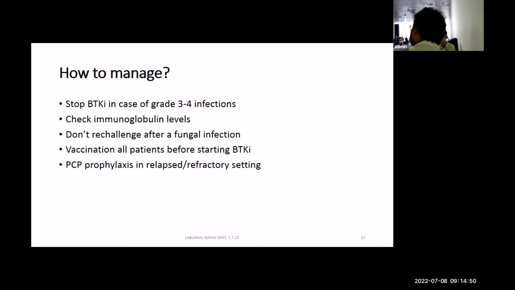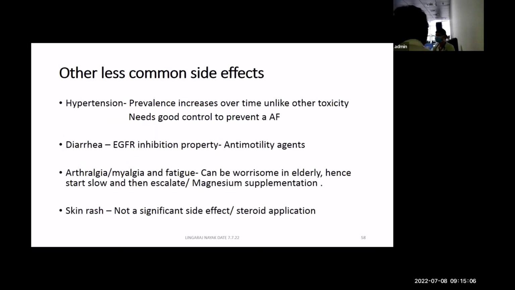How do you manage a grade 3 or grade 4 infection? Stop ibrutinib, check immunoglobulin levels. Definitely don't re-challenge after a life-threatening fungal infection. Vaccinate all your patients before you start ibrutinib because it is important. There will be more infection. PCP prophylaxis you can consider if the patient is in a relapsed refractory setting, because their immune suppression is definitely high.